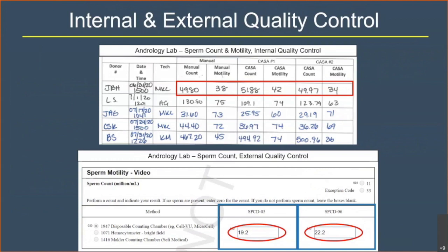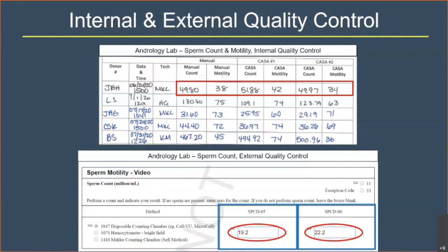The internal and external quality control associated with this test is mainly to report accurate sperm count and motility. The red text box in the first illustration shows a normal sample which is examined, and manual count and motility is performed, as well as the CASA count and motility on the same sample, and there is good correlation between the manual values and the CASA values, establishing internal quality control.